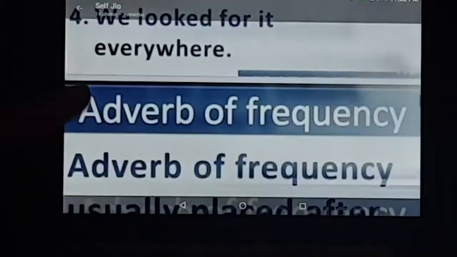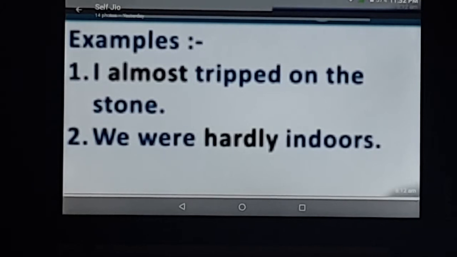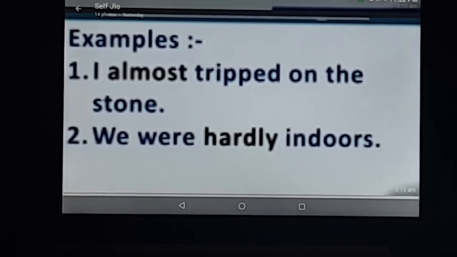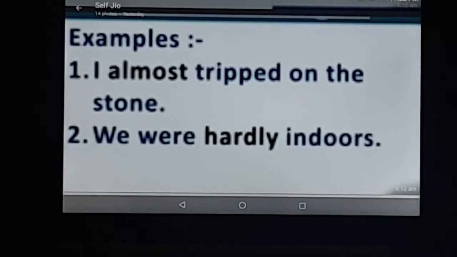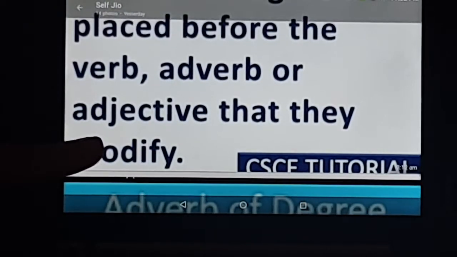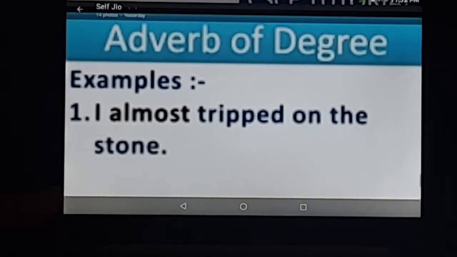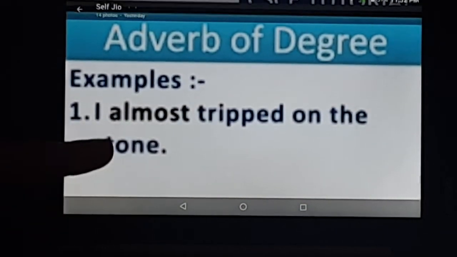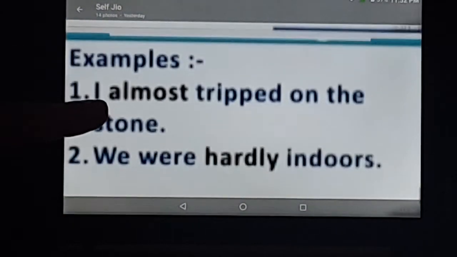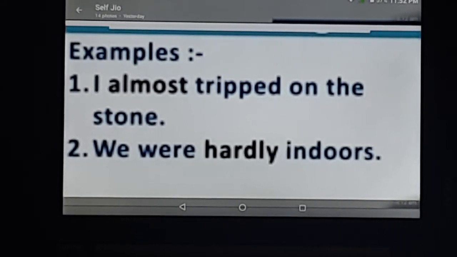So here is the example, like this. I almost tripped on the stone. We were hardly indoors. So these adverbs of degree are placed where? They are placed before a verb, before an adverb, or before an adjective. So the verb is tripped, and almost is the adverb of degree. We were hardly indoors. Indoors is the adverb here, and hardly is describing or modifying this indoors.